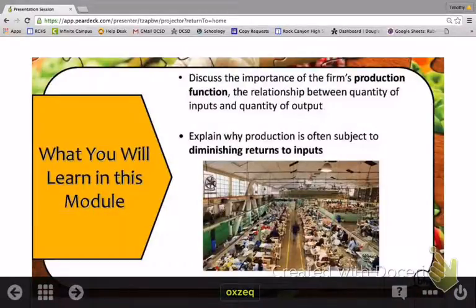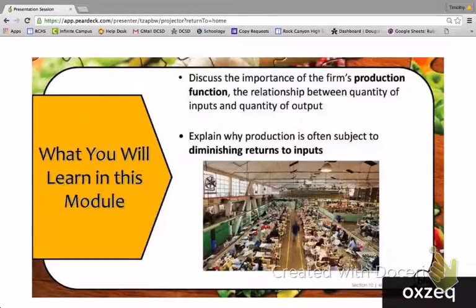So in this module, first we're going to discuss the importance of the firm's production function, which is the relationship between the quantity of inputs, land, labor, and capital that are used to produce a particular quantity of output, goods and services. And we're going to explain why production is often subject to what we call diminishing returns to inputs. In other words, as we add more land, labor, or capital to a fixed input, we get less and less output in return. So we'll see why this is the case. And that's what we're going to explore in this module.